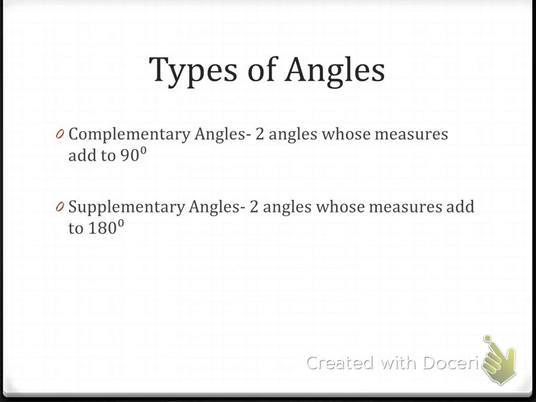Now let me ask you this. What angle measures 90 degrees? Right. A right angle. So what it's saying is that these two angles together make a perfect right angle. Okay, so that part is important too. That the two angles together form a right angle.